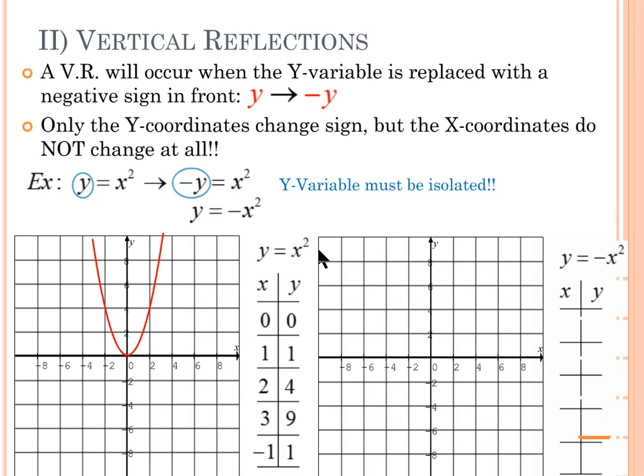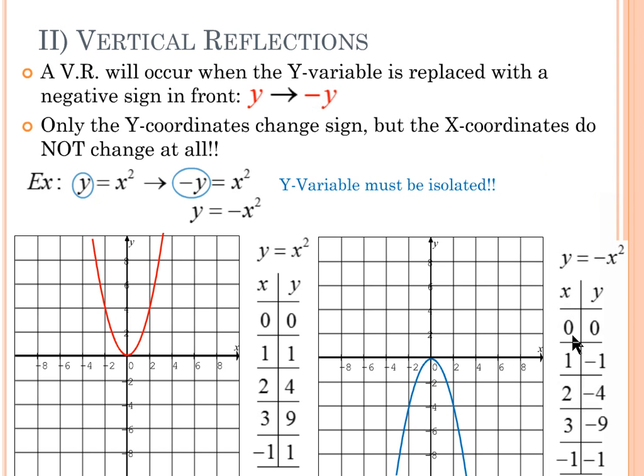Now let's graph y equals negative x squared. Here's a table of values. I'll use the exact same numbers here for x, and let's see what we get for our corresponding y values.